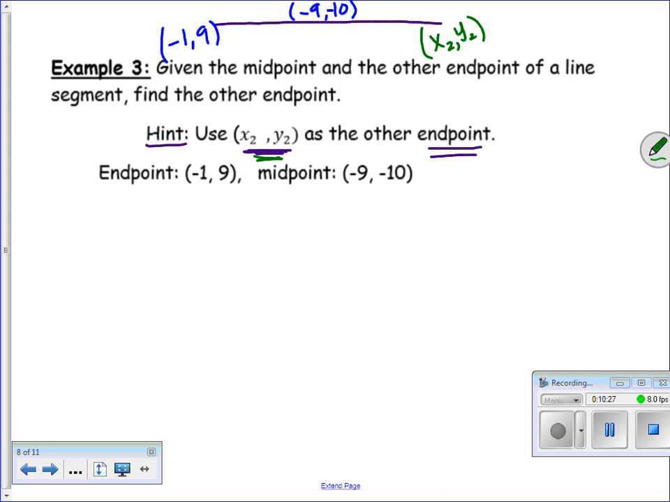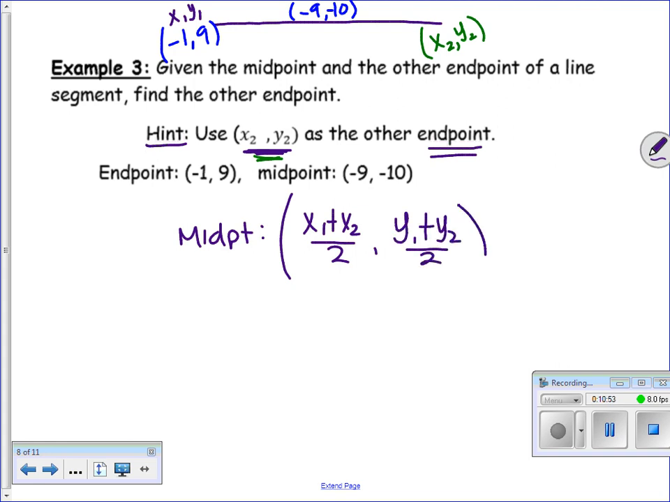They tell us to go ahead and label our points. So if I label my points, I know that this is my x sub 1, y sub 1, because it's the first point. And let's go ahead and write our formula. The midpoint is going to be equal to the average of those x coordinates, divided by 2, and the average of your y coordinates, divided by 2. So I have my formula.